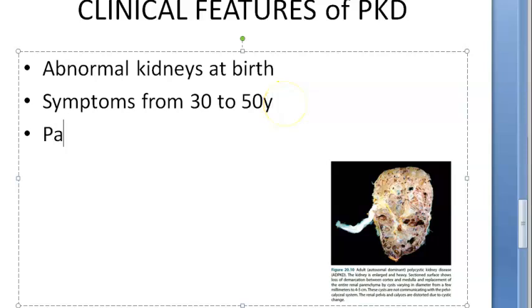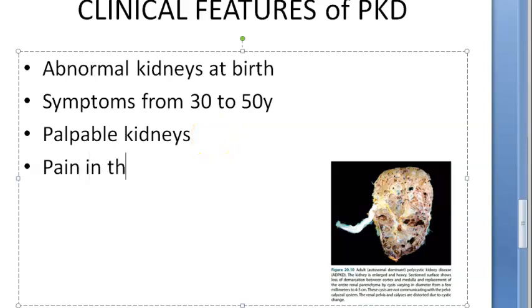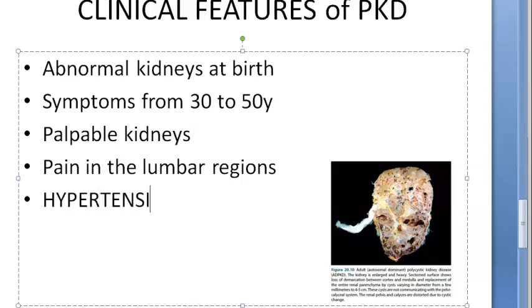So this person may have palpable kidneys. Okay, because the kidneys are enlarged. He can have pain also, remember. Pain in the lumbar regions, that is behind, okay, because kidney is posterior, right? And he can have hypertension. This guy had hypertension, we told you. Family history will be there, remember, because of all this stones and all that.